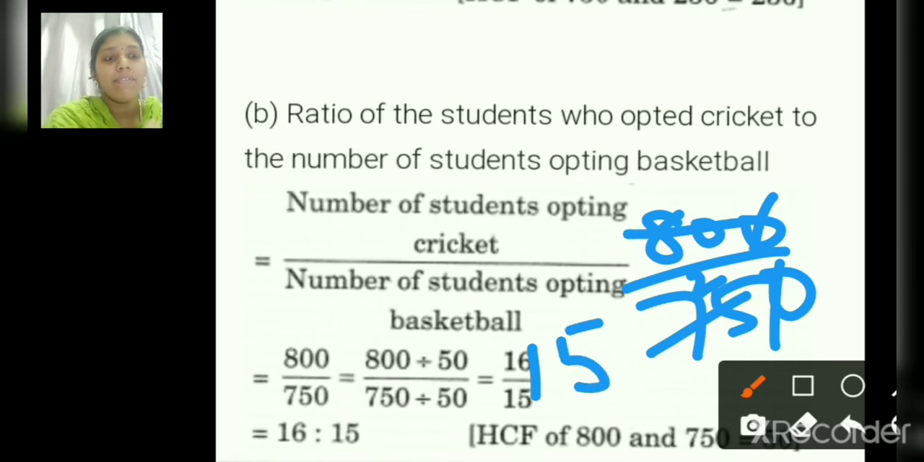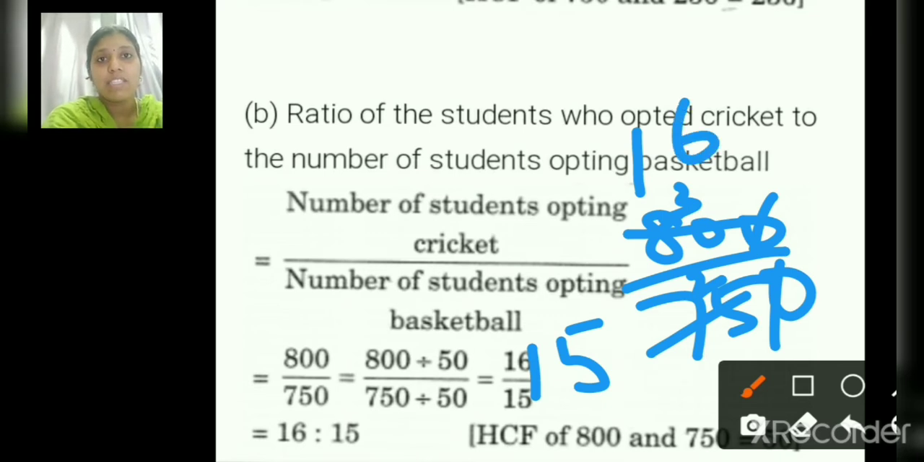So 80, same way, we can cancel in the 5 table. 5 ones are 5. So what is remaining? 3 is remaining. So now that 3 you have to put here. So now the next number is 30. So 5 6s are 30.